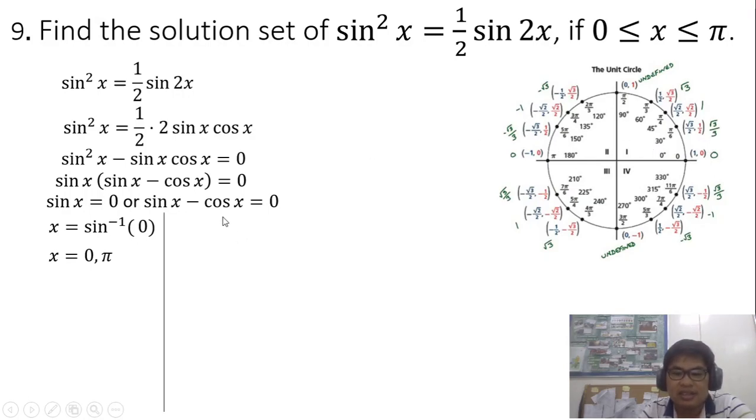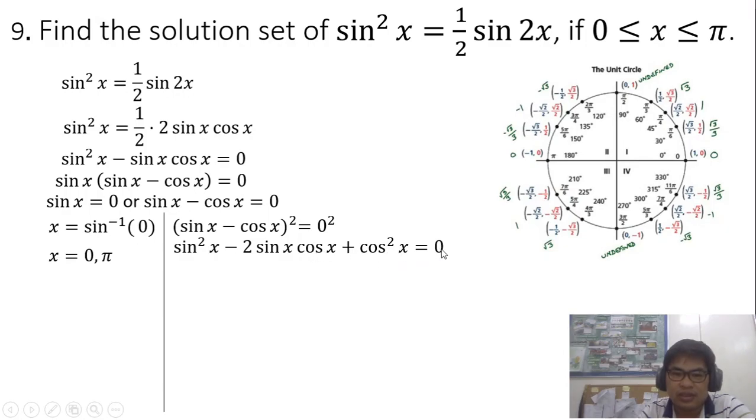Then we have next, sine x minus cosine x. So atong i-square both sides. So we have here, then we simplify. Sine squared x minus 2 sine x cosine x plus cosine squared x is equal to 0. Then we use the identity. Ang sine squared x plus cosine squared x is 1. And then this value, this is just sine 2x. This is a double angle identity. Then, atong i-transpose siya to the side. So, mahimo siyang sine 2x is equal to 1. So, pwede siya mabaylo-baylo kay equation man siya.